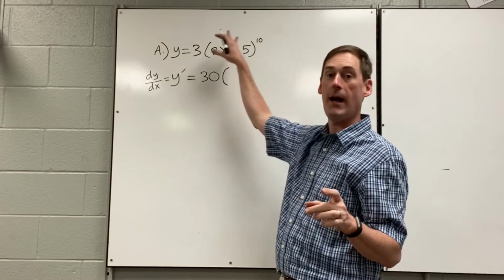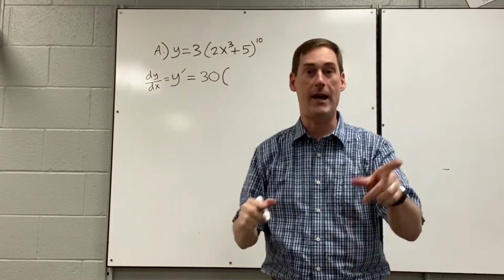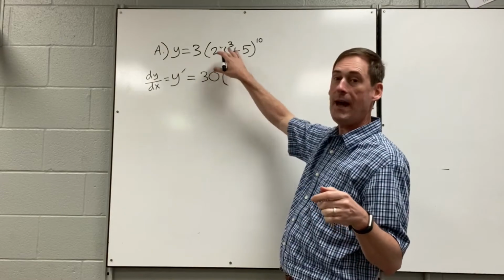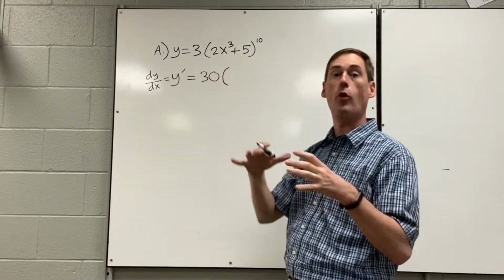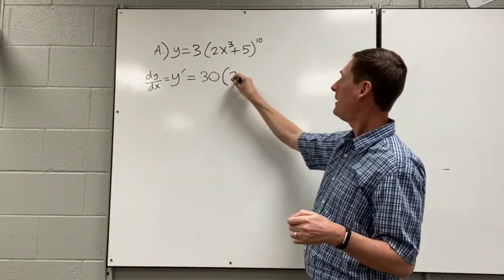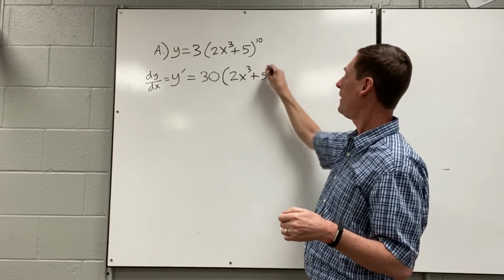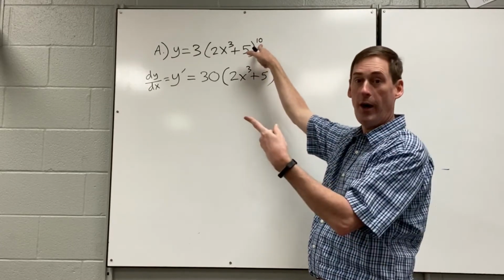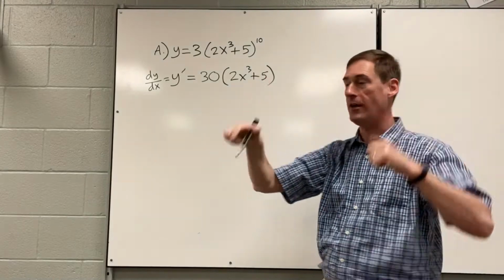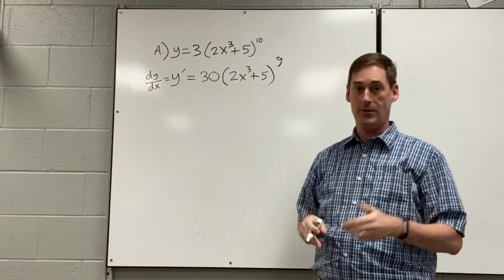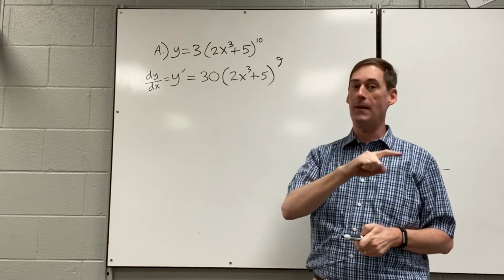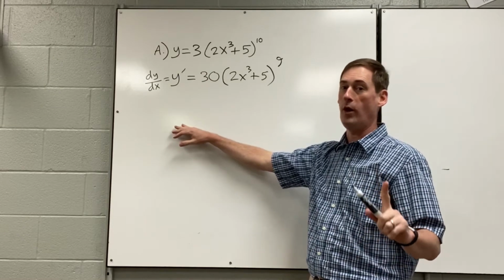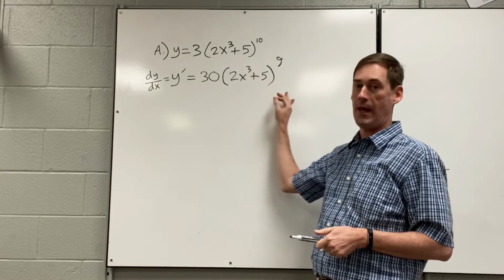The base this time, today, is not x. Last time the base was just x every time, x to a power. The base is now 2x cubed plus 5, a more complicated base. The base shall remain the same. What happens to the power? Subtract 1, remember? So let's just do 10 minus 1 in our heads and make that 9. All right. Last time, lesson 1-1, we stopped right there. This time, there's one more step that's missing. Have to take one more step to complete this.